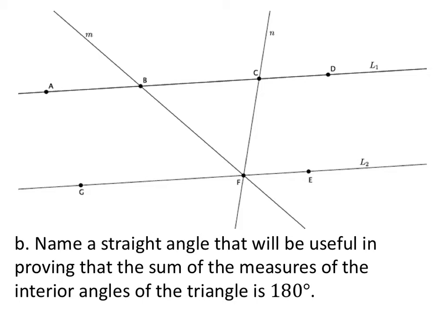Name a straight angle that will be useful in proving that the sum of the measures of the interior angles of the triangle is 180. There's several that would work on this one. The straight angle, since it's an angle, we should have three letters on this thing. GFE would work, but also angle ABC would work as well. Or DCB or EFG. Any of them would work.